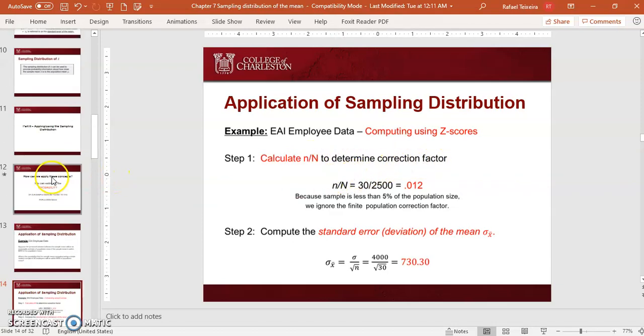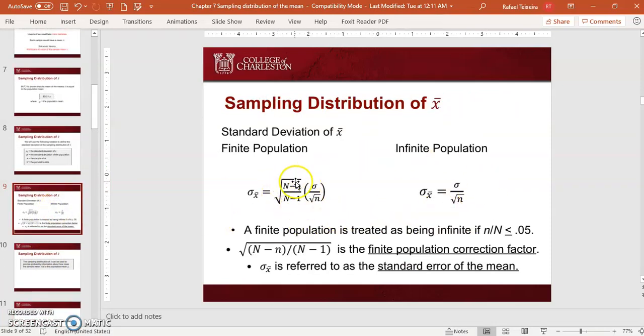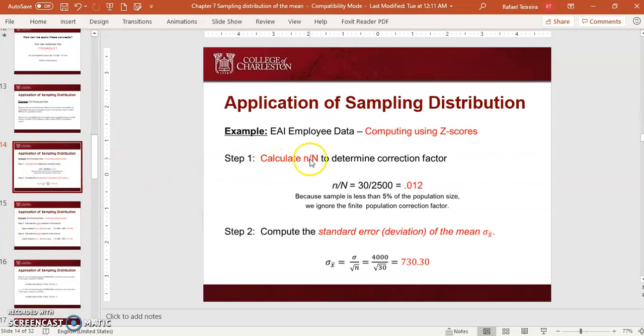I want to make a clarification. Let me go back to this video. You use the finite population formula when the ratio of sample size divided by population size is higher than 0.05. Let me stress and correct this point here. If the ratio sample size over population size is higher than 0.05, then you use this formula. If this ratio is smaller than 0.05, the finite population is treated as being infinite. This is really important because this is the first step to solve this problem: compute this ratio.